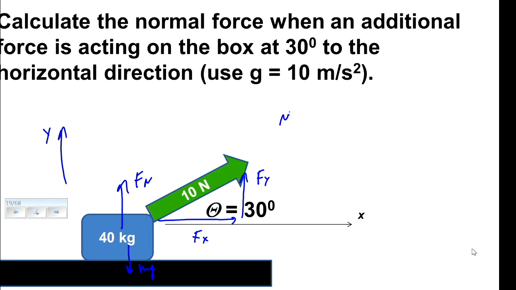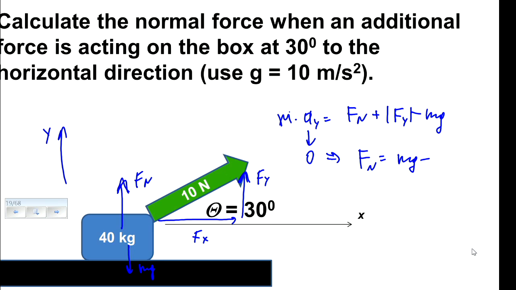The equation now, m times ay equals normal minus magnitude of this component minus mg. This is 0, hence, oh, sorry, plus. Now it's plus. Positive direction, positive direction. So now the normal force will be equal to mg minus this component. So now it's going to be 400 minus 5, magnitude same. So 395 newtons.